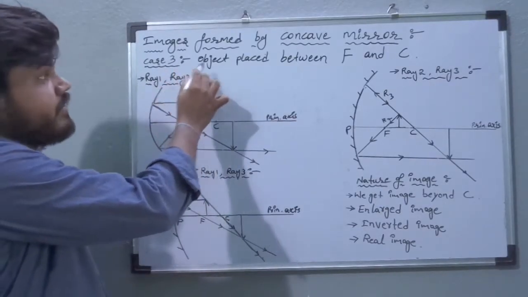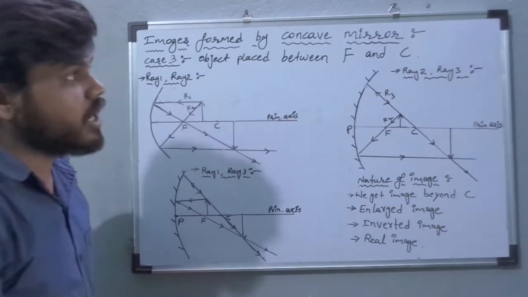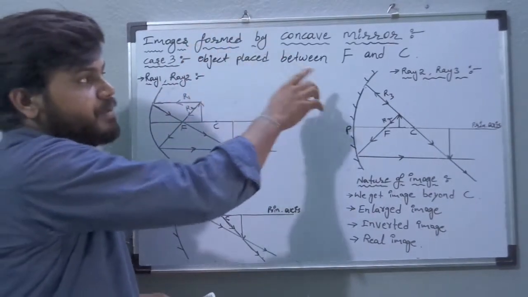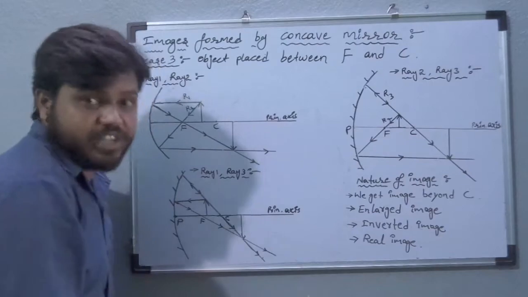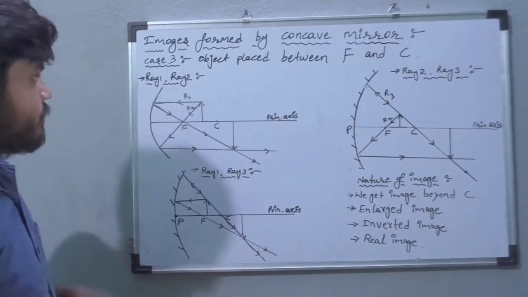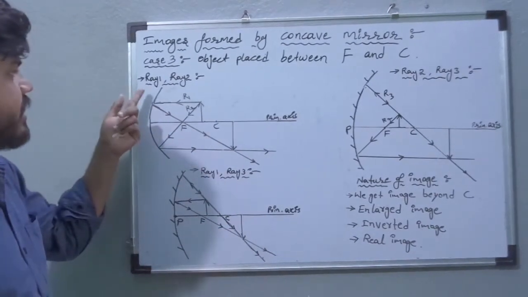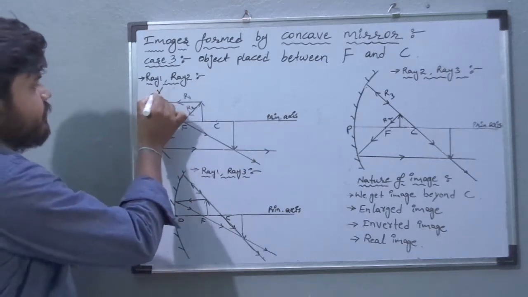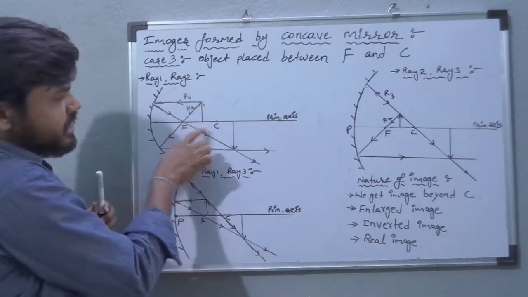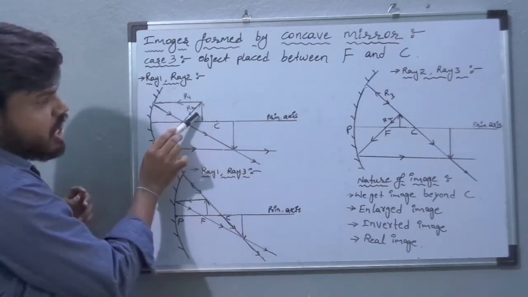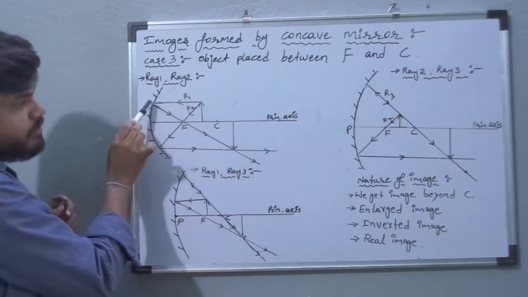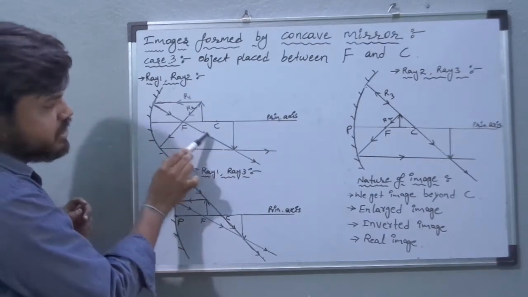Case 3. When we place the object between the focal point and center of curvature, where do we get the image? That is what we are going to learn in this topic. Out of 3 rays, I am taking ray 1 and ray 2. So this is a concave mirror. I placed the object between F and C. This is the object. For ray 1, the incident ray is parallel to the principal axis. After reflection, the reflected ray passes through the focus.